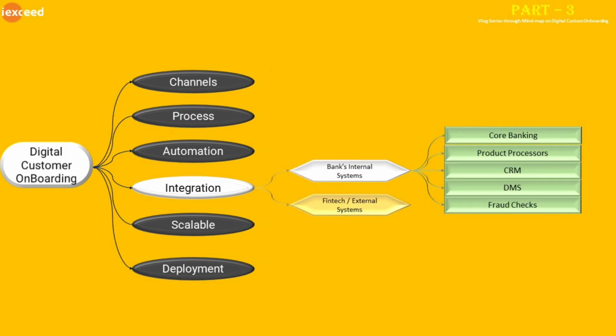Banks' internal systems comprise the core banking system, product processors like trade system, lending system, wealth management, card management, and so on and so forth, and various other systems like CRM, document management system, fraud validating systems like anti-money laundering, sanction list checks, politically exposed person check, etc.